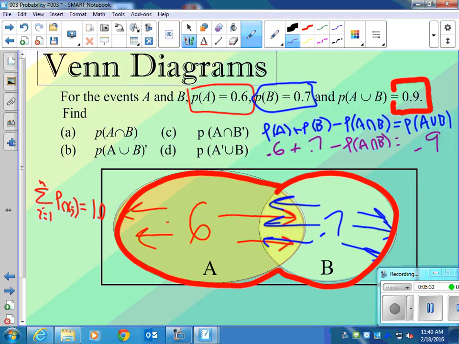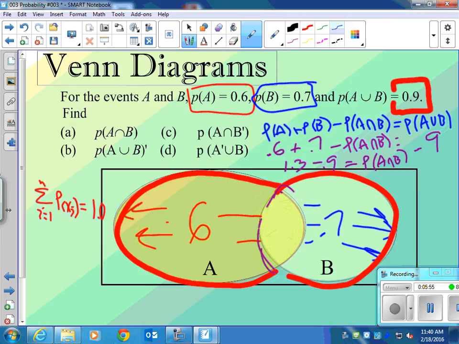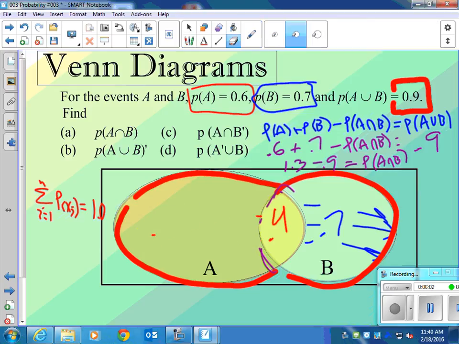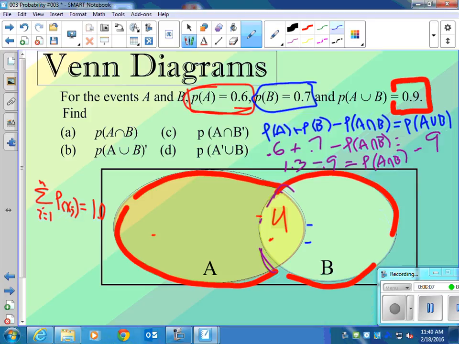Okay, so then if you have 0.6 plus 0.7 is 1.3 minus 0.9 should be equal to the probability of A intersect B. The part we really want to know is what's in the middle here. And that's going to be 1.3 minus 0.9. That's going to be what? 0.4. There you go. So that's good news. So now we know the intersection part is 0.4, and A is 0.6, so that's going to make this 0.2. B is 0.7, that's going to make this 0.3.